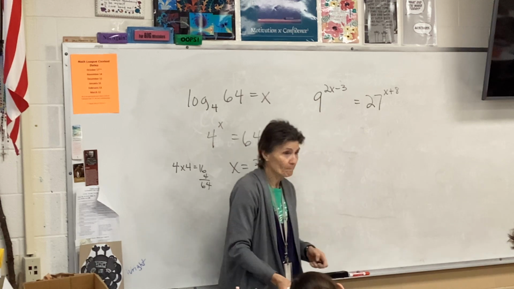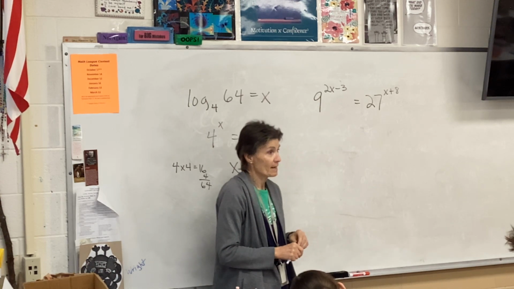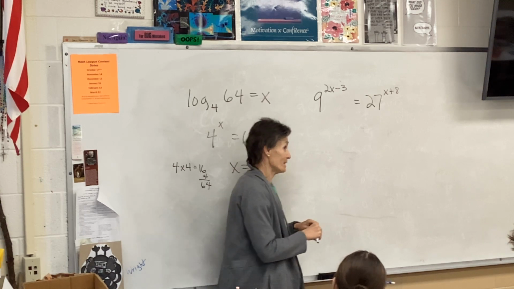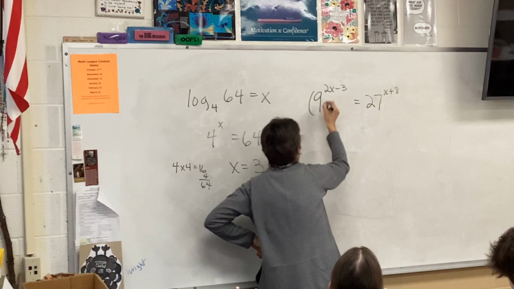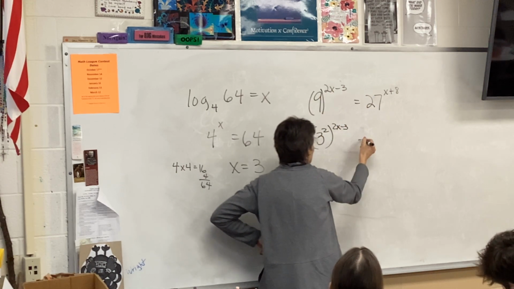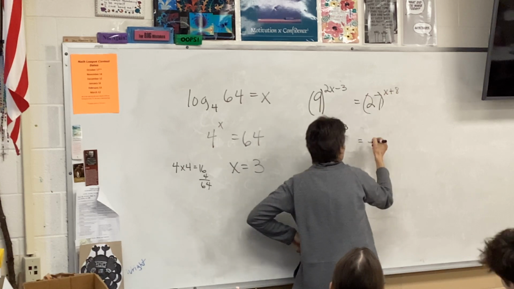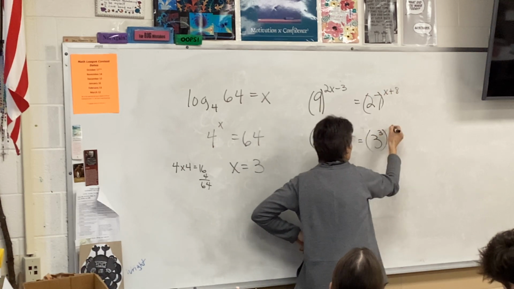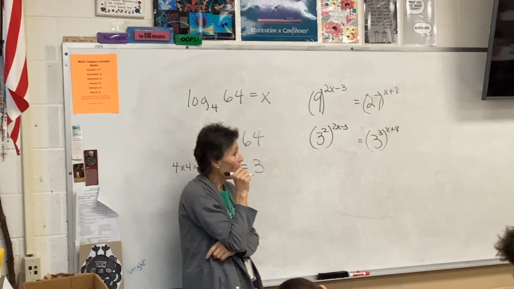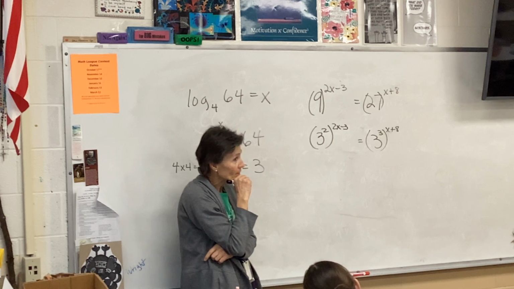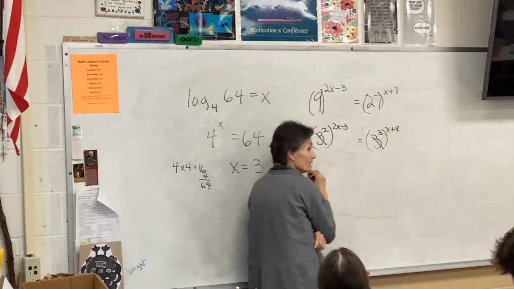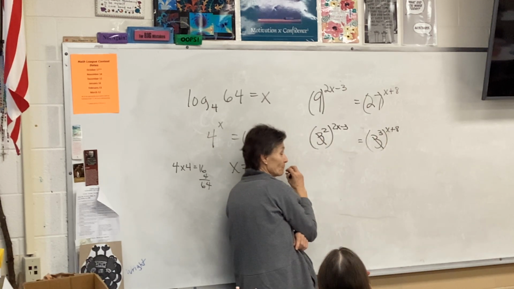All right, what do we do here? Take a look at that now. Got to make the bases the same. And since it's a 9 and a 27, the base will be 3. So 9 is 3 squared. 27 is 3 cubed. And why did we make a match? So we can cancel them out, and all we care about is the exponents.